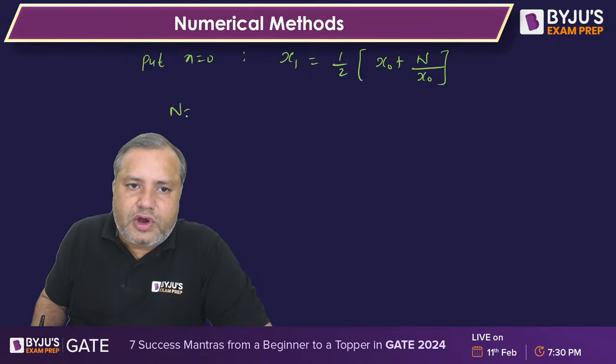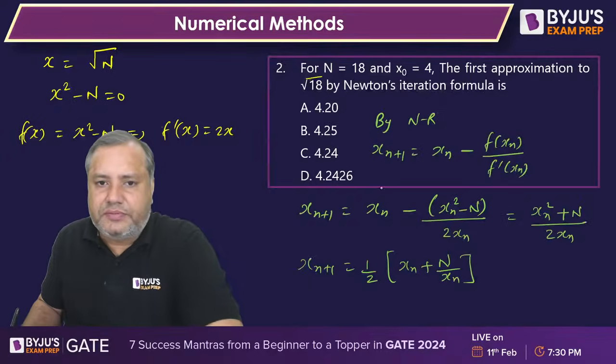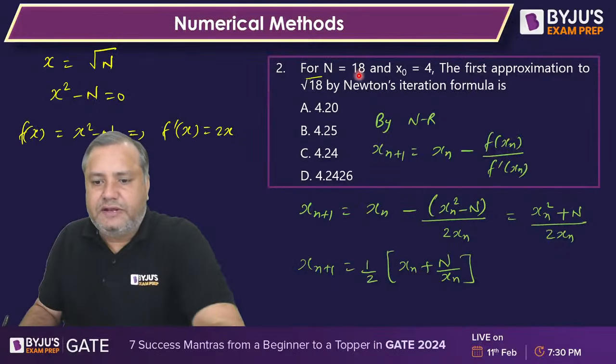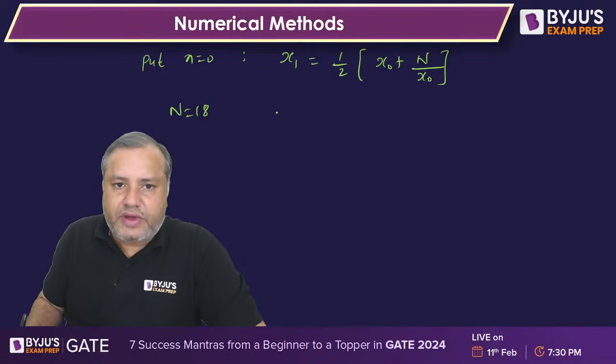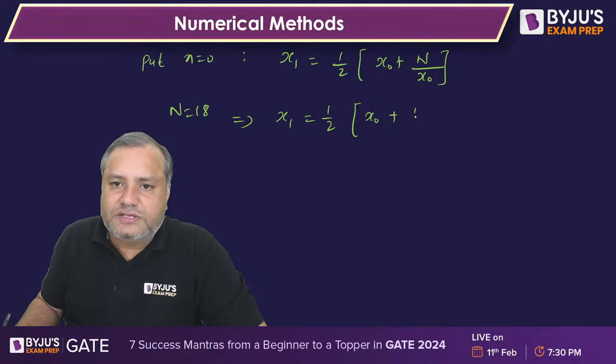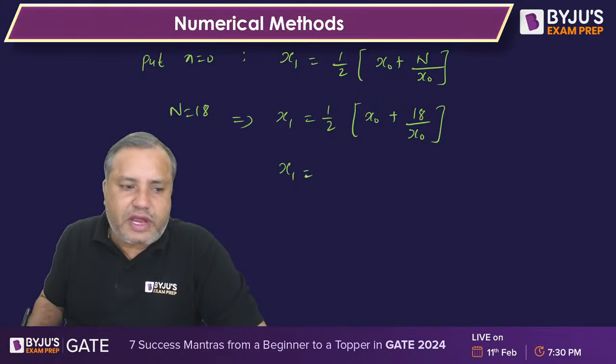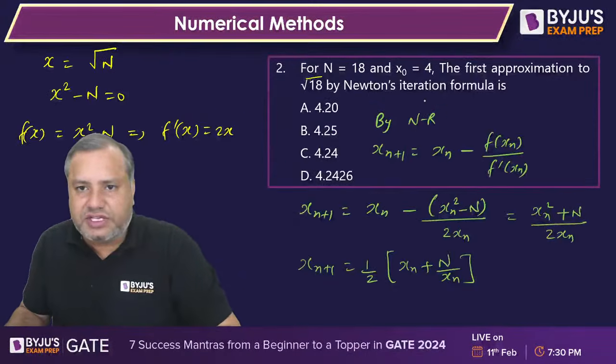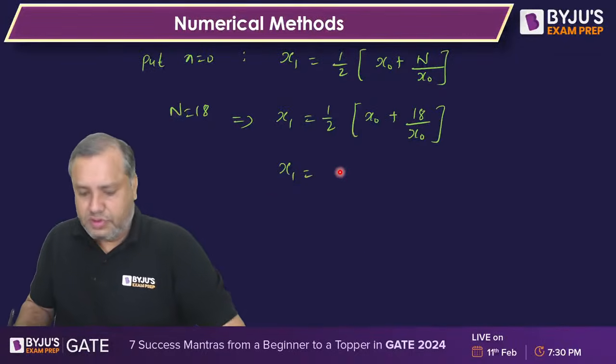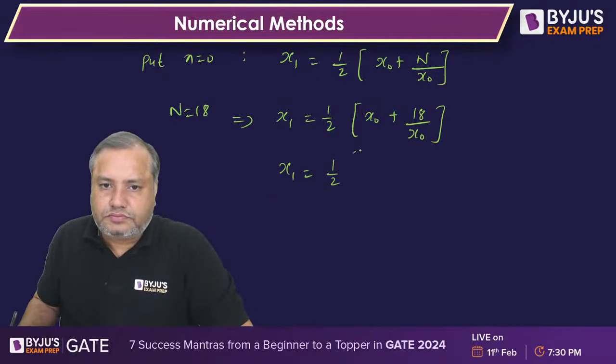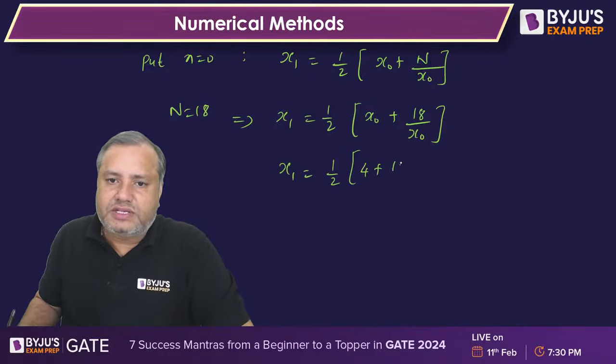But we want to calculate the root of 18, so n will be 18. So x1 will be 1 by 2 (x naught plus 18 upon x naught). And what is this x naught? x naught is the given iteration as 4. So 1 by 2 (4 plus 18 by 4). Can you work out this?